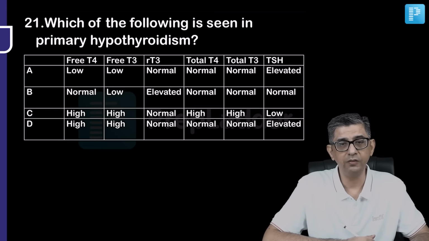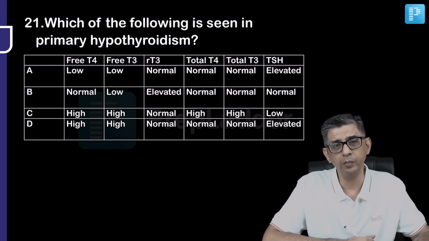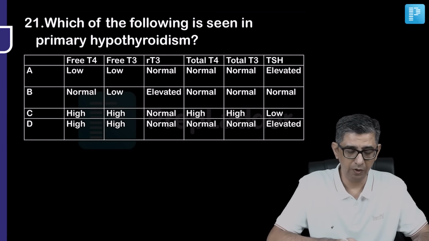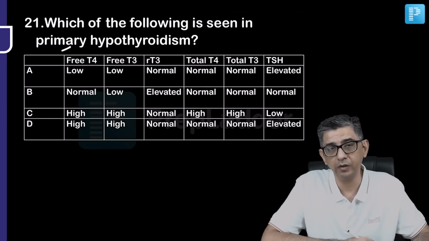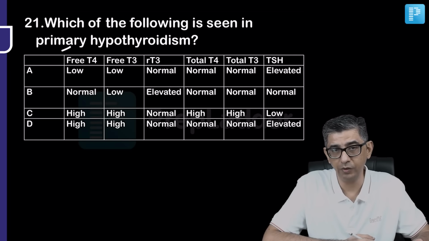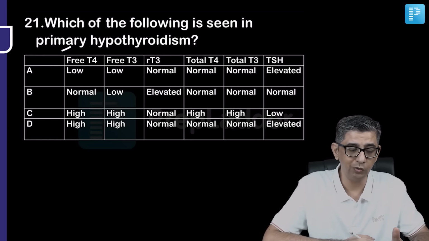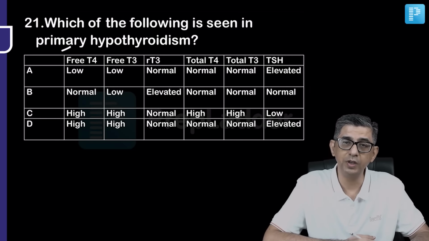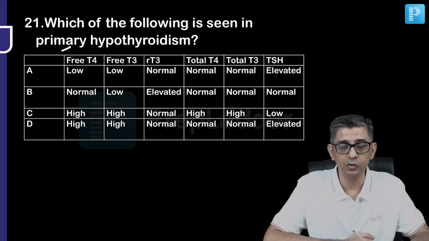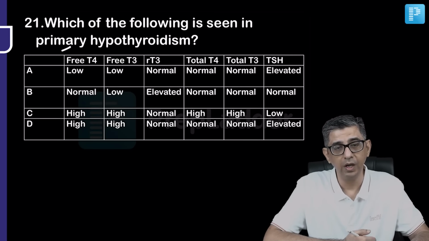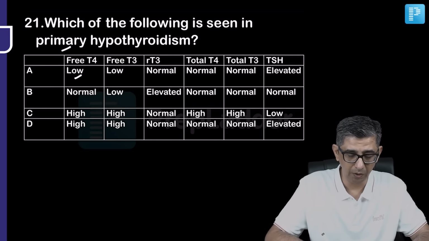Now in 21, he says which of the following is seen in primary hypothyroidism. Multiple permutation combinations were given. When you read the word primary hypothyroidism, it means that the gland is not working, the gland is not producing T4 and T3. And what are you going to check for? Not the total T4 and T3. I mean, when you say hypo or hyper, it is based on the free values per se. So the first thing that I can pick up is that I need to select an option where there would be low T4 and T3, and that's what I'm picking up in option number A.